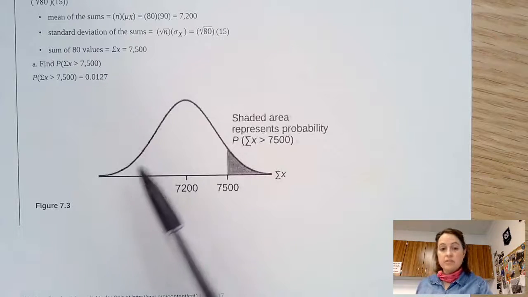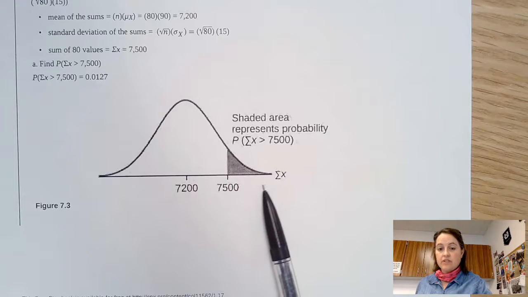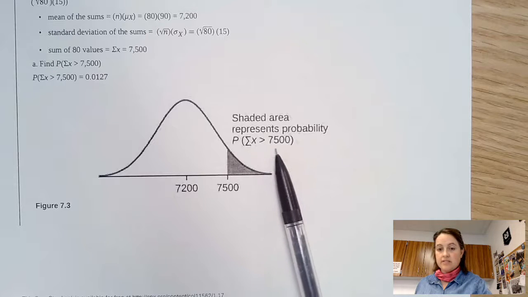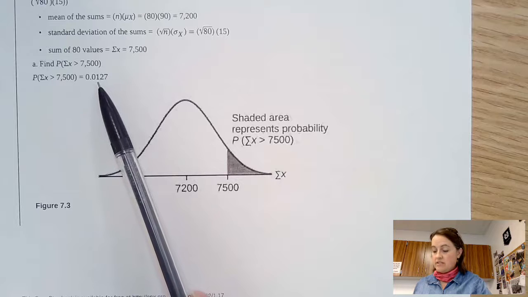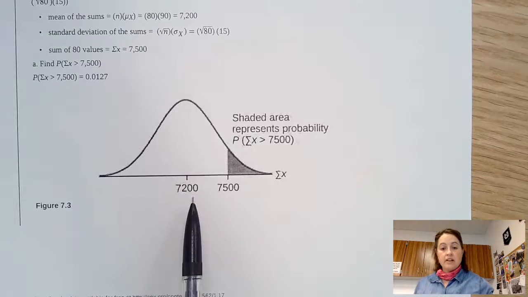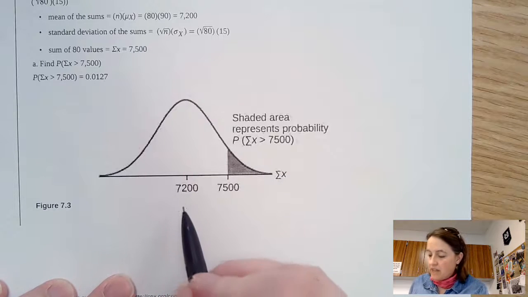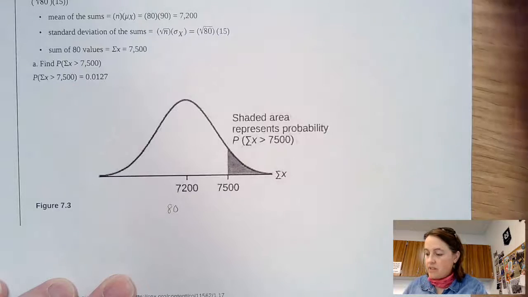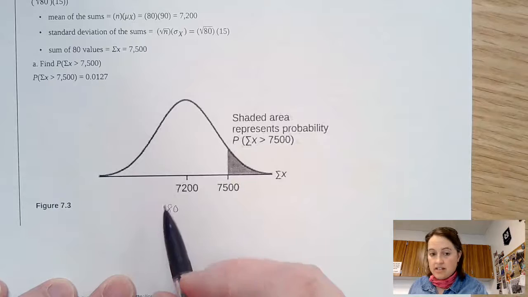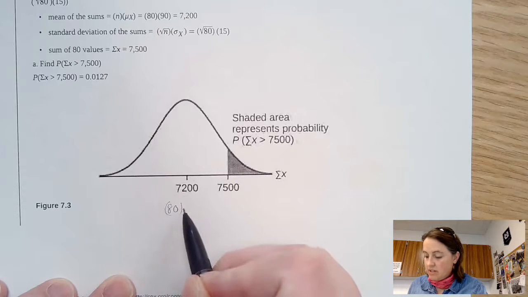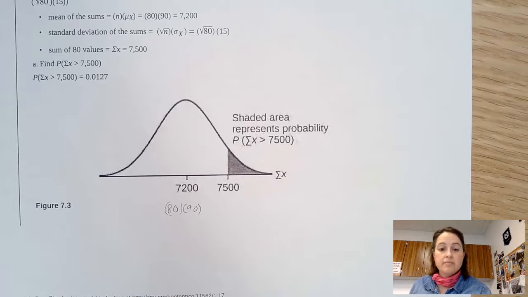All right, so once again, this is what it would look like in the bell curve. So we're looking for the probability that it's more than 7,500. So that's why we're doing greater than 7,500, and we ended up with the probability being 0.0127. And if you're not sure where the 7,200 came from, we knew that we had 80 samples taken. Okay, so we had our 80 values, and that of those 80 values, the mean was 90. And so if we multiply those two, that's where the 7,200 comes from.